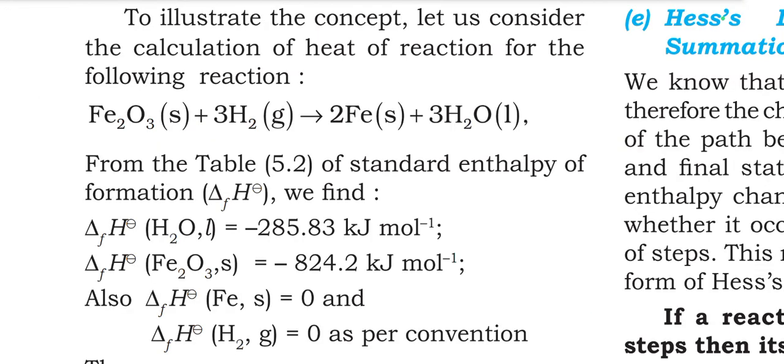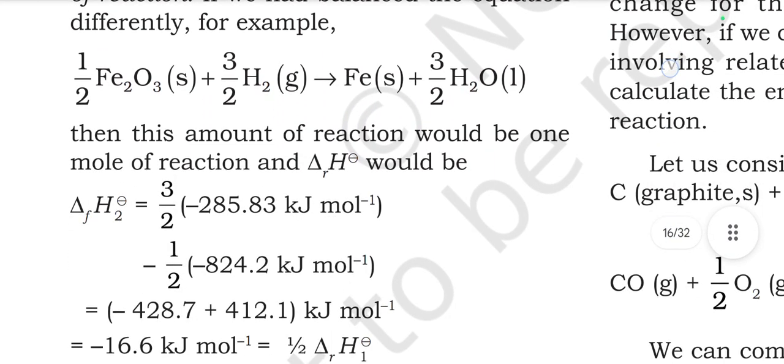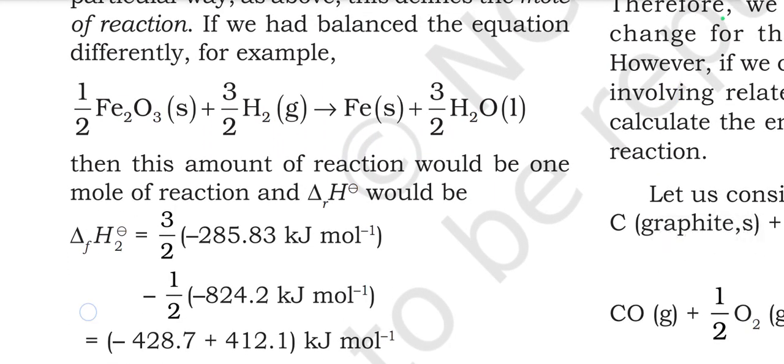To illustrate the concept, let us consider the heat calculation for the following reaction. From the table of enthalpies of formation, we find that delta fH° is equal to 0 as per convention. Note that the coefficients used in these calculations are pure numbers which are equal to the respective stoichiometric coefficients. The unit of delta rH° is kilojoule per mole, which means per mole of reaction once we balance the chemical equation in the particular way as above. This defines the mole of reaction. It has to be redefined if we balance the equation differently.